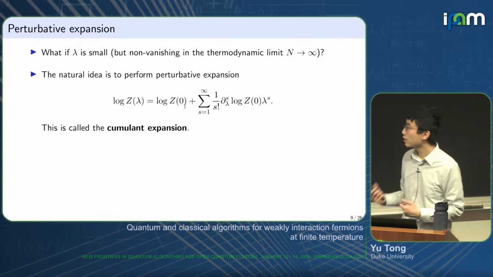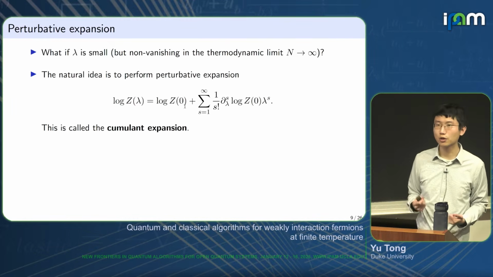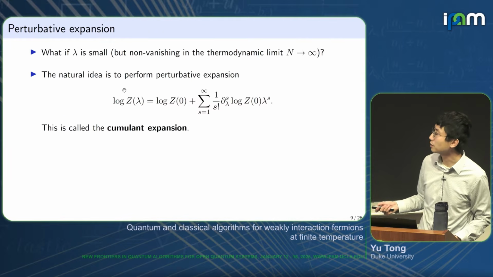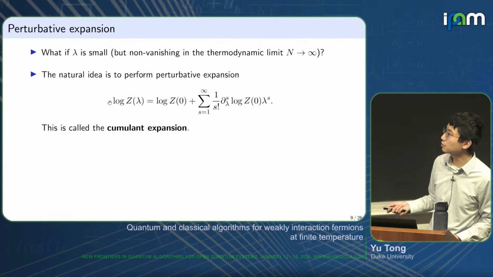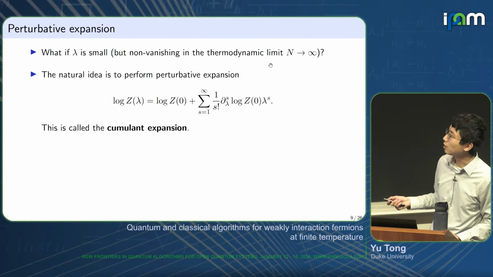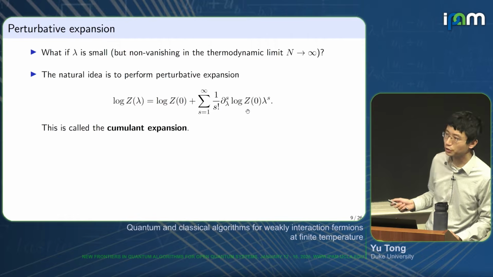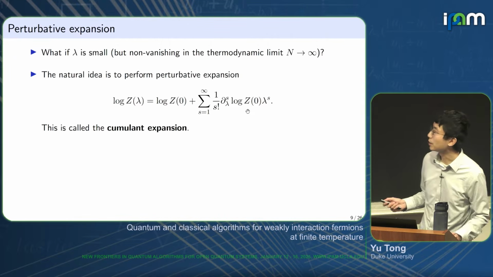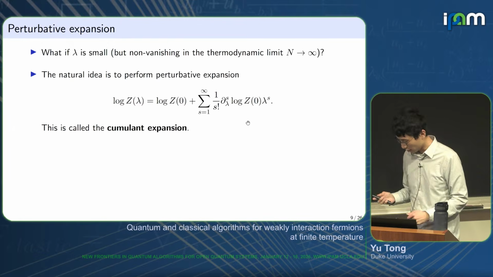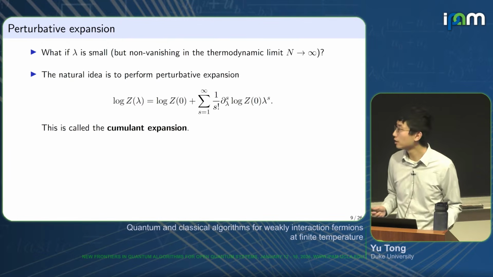So the natural idea for small lambda is, of course, to perform a perturbative expansion. So here, this is your log partition function. You can just do a Taylor expansion of it around lambda equal to 0. Then you get the value at lambda equal to 0 plus all those terms that correspond to high-order derivatives of your log partition function at lambda equal to 0. So this is just a Taylor expansion.